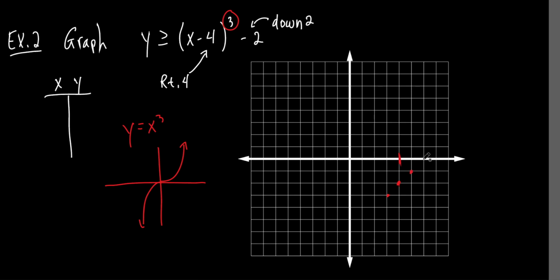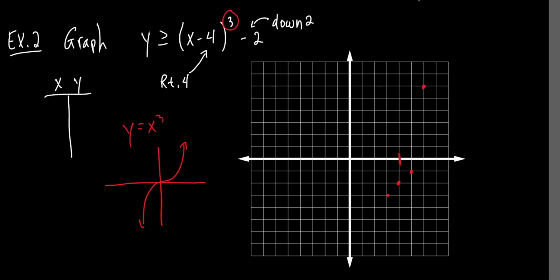Let's put in a 6. Let's see what we get. Okay, so put a 6 in for this. 6 minus 4 is 2. 2 cubed is 8. 8 minus 2 is 6. So what does that mean? I'm going to go over to 6 and then go up what? Just put it right down. 1, 2, 3, 4, 5, 6. So it's going to go here.